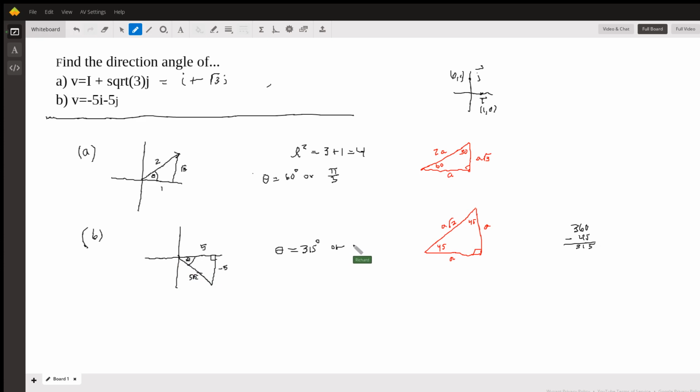If we want that in radians, we do the same thing. It's just going to be 2 pi minus pi over 4. So that's 8 pi over 4 minus pi over 4. So it's 7 pi over 4. Either way.